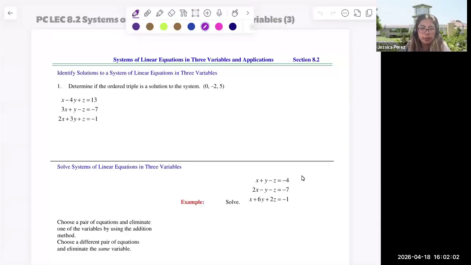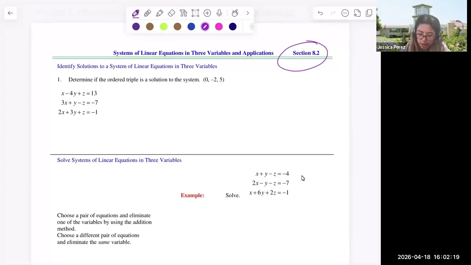Hi everyone, welcome to section 8.2. In this section, we are going to be working on the continuation of systems of equations. This time we are interested in solving a system of linear equations in 3 variables instead of 2 variables, and we're also going to be looking at applications.